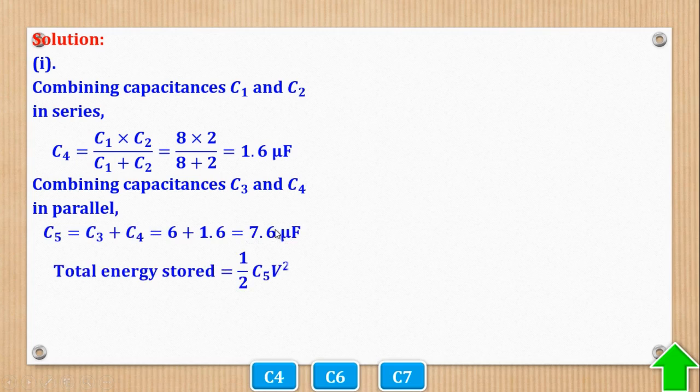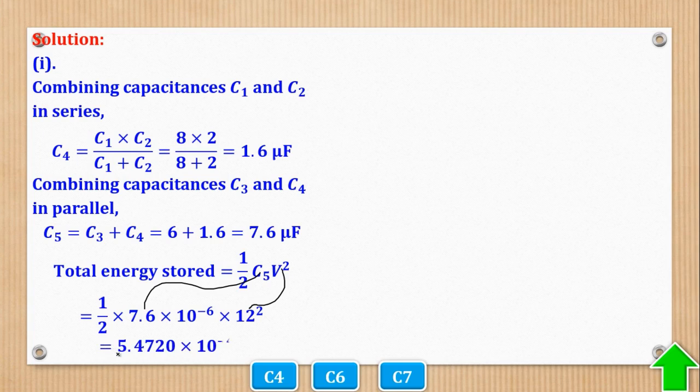Therefore, I know total capacitance and I know total PD, so I can get total energy stored. So energy is a half CV squared. So substitute for C and substitute for V to come up with that total energy. So that was Roman 1. Now we shall go to Roman 2.